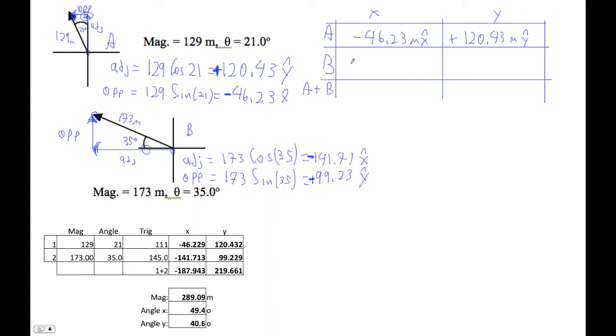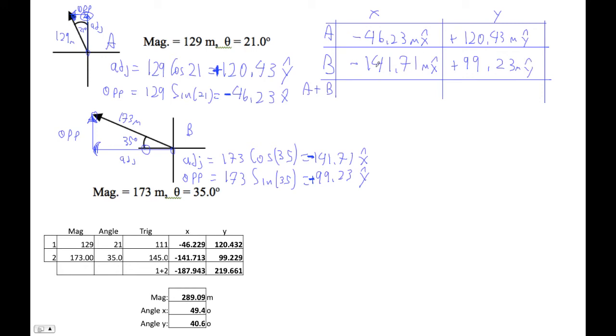So let's write these guys in. Negative 141.71 and positive 99.23. And that's meters in the x direction, meters in the y direction.